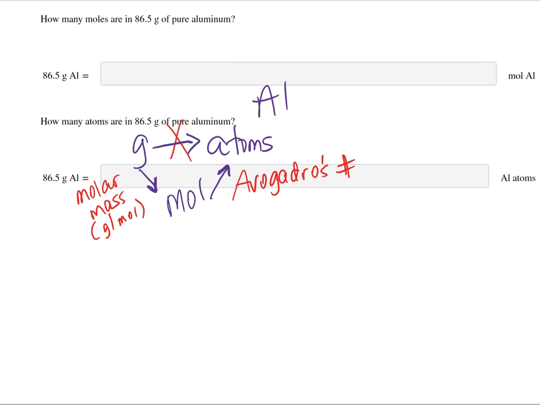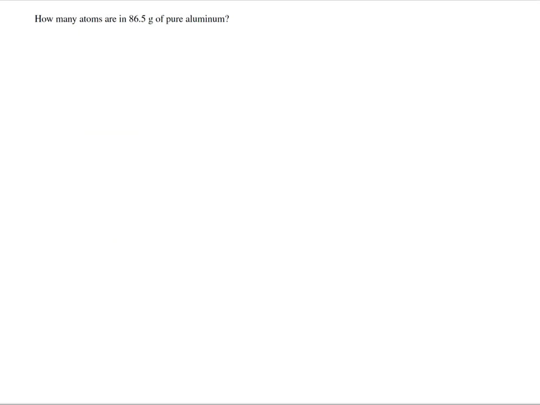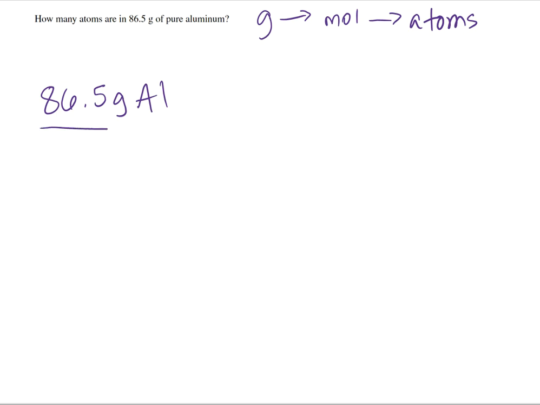So now that we have our map, we know our formula, we can go ahead and proceed to set up this problem. So again, we have to go from the gram to the mole to the atoms. And that's what we just determined. That is our map to show us how to go from start to finish. So you always want to start with the measurement provided, which is your grams. 86.5 grams of aluminum.